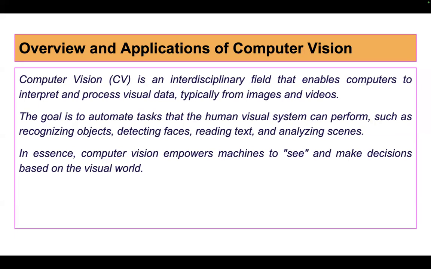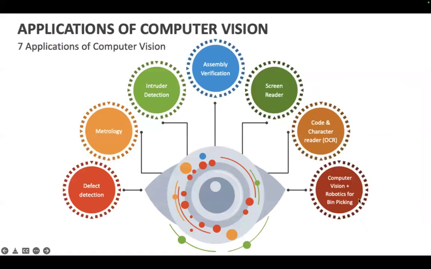Now I'm reading the text, suppose, from the slide. The computer vision model should be able to read the text for you, analyze the scenes, like that. So in essence, we can say that computer vision empowers machines to see and make decisions based on the visual world. That's why the name is computer vision. We are trying to put vision into the computer so that it can see and make decisions based on the visual world.